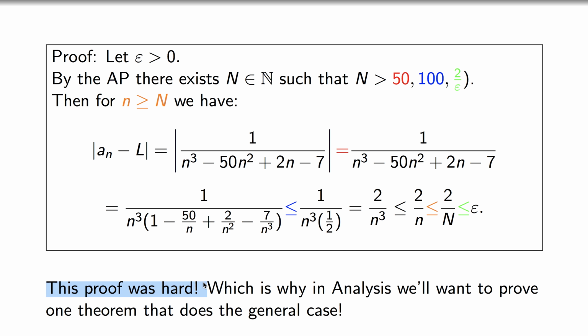But this proof is hard. And we probably don't want to do 5 homework problems and come up with this argument 5 different times, which is why in analysis class what we're going to do is prove one theorem that does this in general. And so in class, I think on either Wednesday or the Monday after that, we will get to a problem where we will basically prove that any polynomial, if you take the limit of 1 over it, as long as the degree is at least 1, then that limit's going to go to 0. So that's something I'm looking forward to.